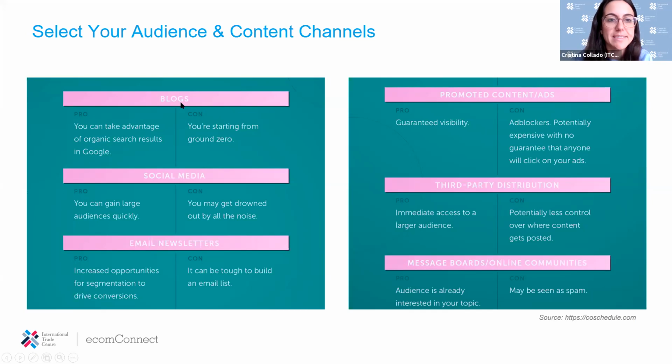Of course, for instance, if you have a blog, the pro is that you can take advantage of organic search results in Google, but it will be difficult to appear there if you're starting from zero. So there you will have to do a really good work of optimization. If you are already present in social media, you will get a large audience quickly. But if you are not very active there, now it's harder to appear because there are a lot of profiles there.